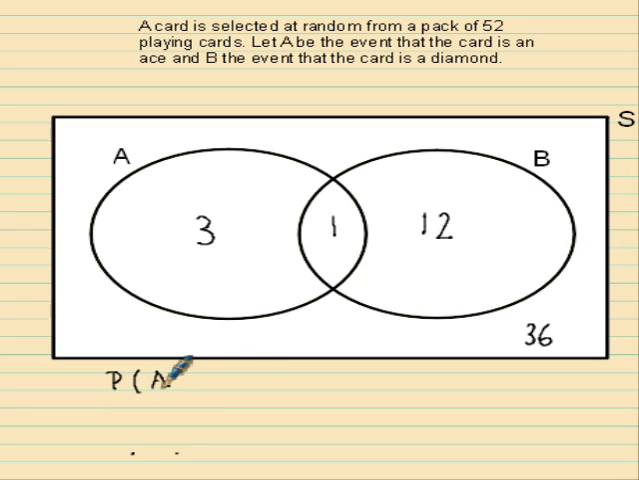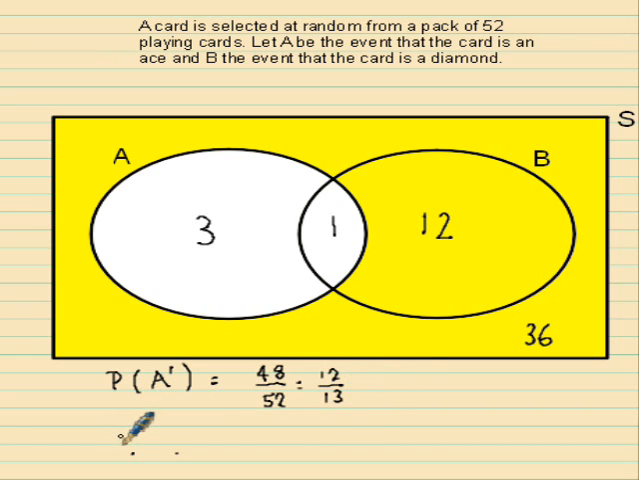Next, we're asked to find the probability that the card is not A. And that will be this area here, and if we sum these totals up, the 12 and the 36, we can see that's 48 outcomes out of 52 total cards. In other words, 12 out of 13.